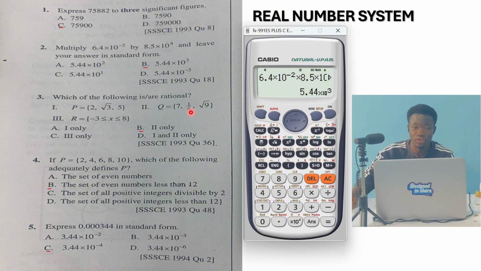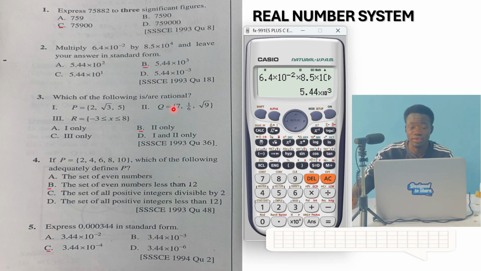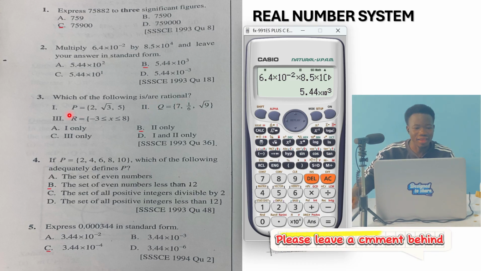1/6 is a fraction, but we said rational numbers can be expressed as fractions, so it is correct. And then 7 is also a rational number, so it means II is correct. II is a rational number. Then the III, let's see.